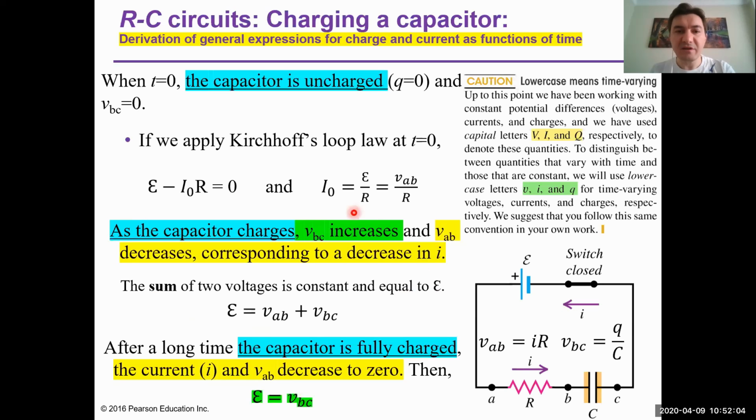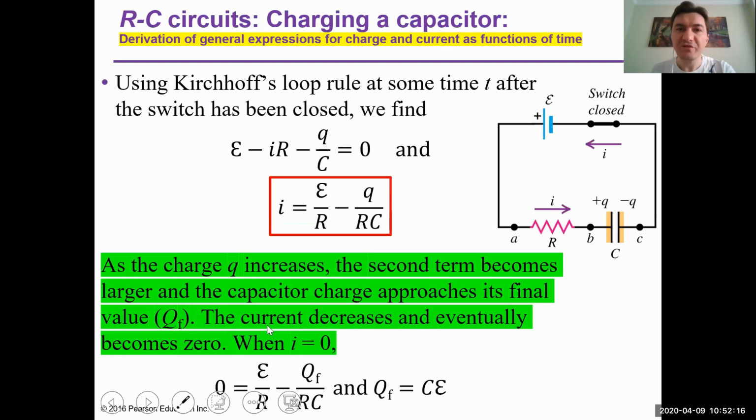At the intermediate case, the capacitor has a certain charge, but it is not fully charged. So for the intermediate case, let's apply Kirchhoff's loop rule at some time t after the switch has been closed. Just choose the current direction from positive to negative, and choose the travel direction the same as the current.